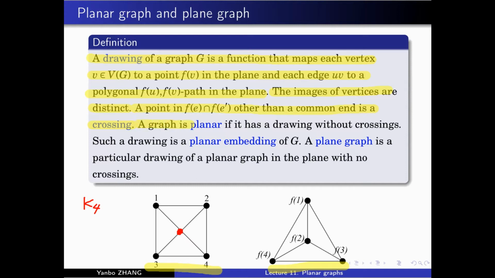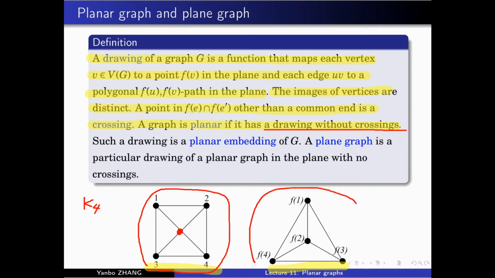A graph is planar if it has a drawing without crossings. If it has a drawing without crossings, the graph is called a planar graph. K4 is a planar graph because even though it has a crossing in this drawing, it has no crossing in this drawing. So it is a planar graph because it has a drawing without crossings. Such a drawing is a planar embedding of G.